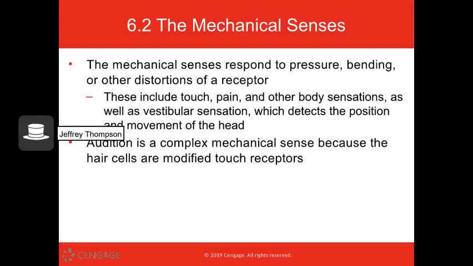So now we're going to switch to the mechanical senses. The mechanical senses respond to pressure, bending, and other distortions of the receptors. These are things like touch, pain, and other body sensations, such as your vestibular sensation, which detects the position of parts of your body and the movement of your head. Audition is a complex mechanical sense because the hair cells are modified touch receptors.